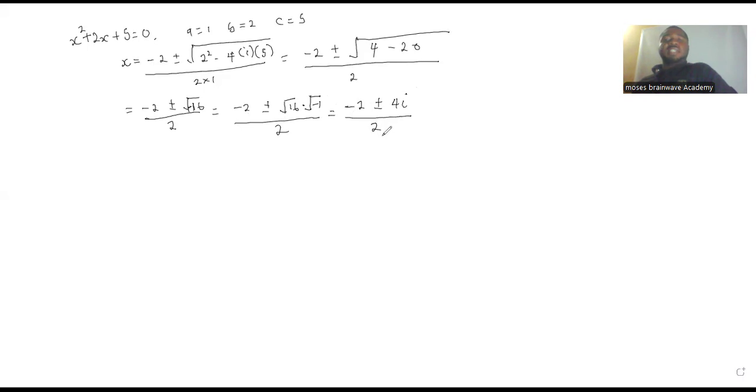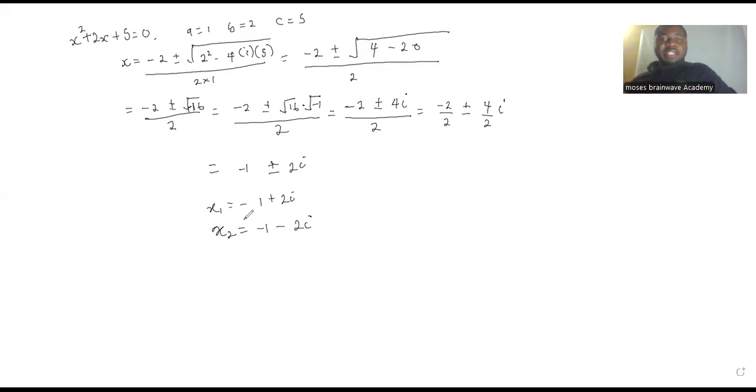Fantastic. Isn't that awesome? So this is going to give us minus 2 upon 2, right? Plus or minus 4 over 2 i. Then basically, if you reduce this, you're going to be getting minus 1 plus or minus 2i. So our x1 is going to be minus 1 plus 2i. Our x2 is going to be minus 1 minus 2i. How cool is that?